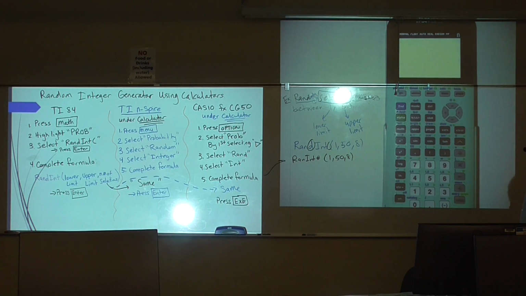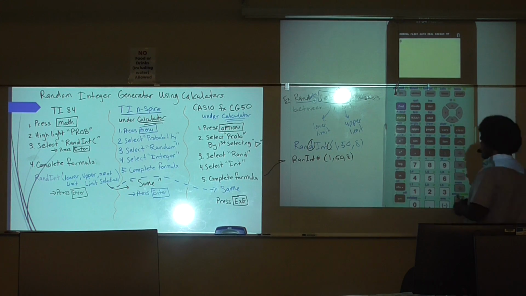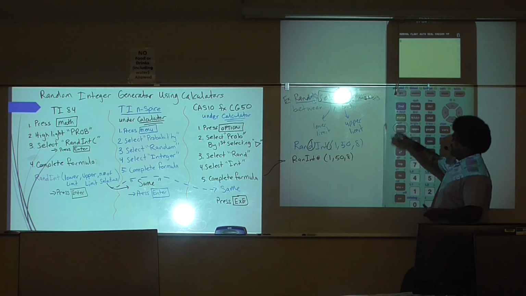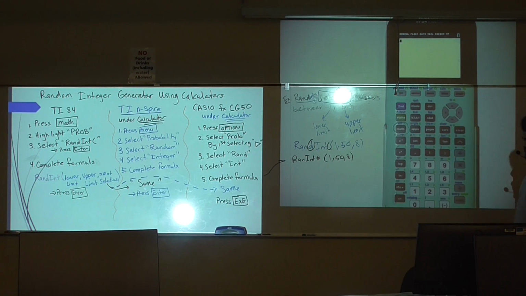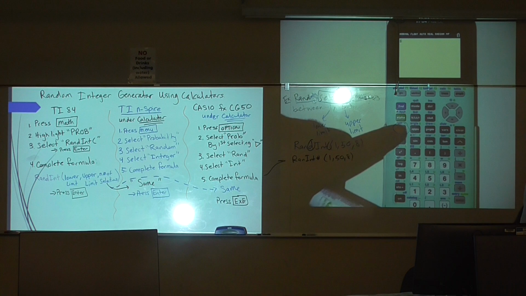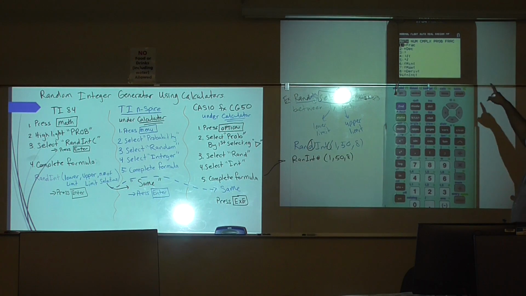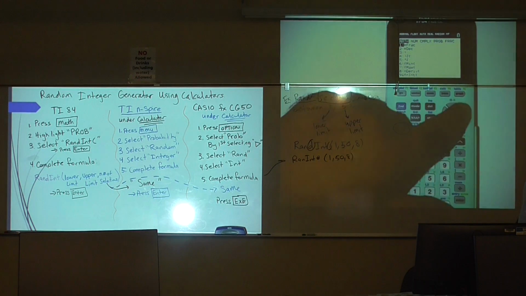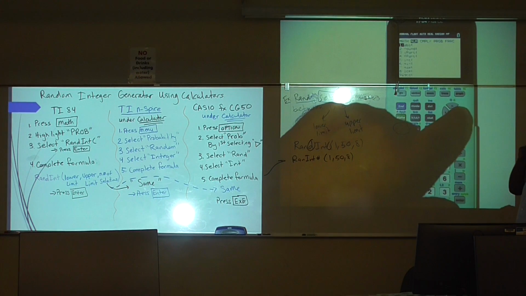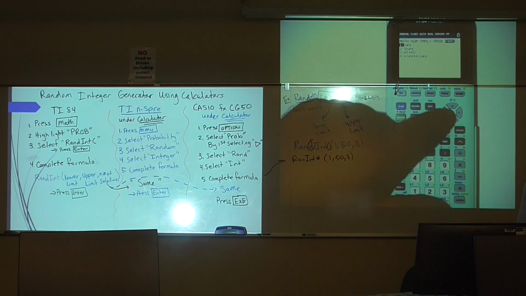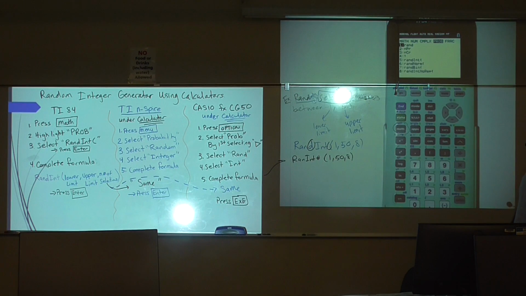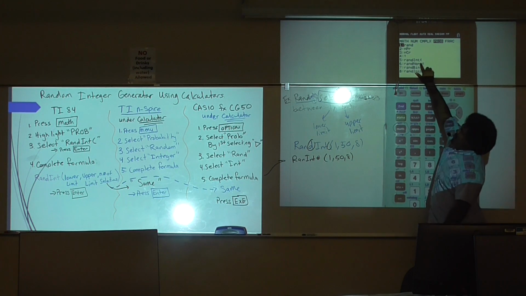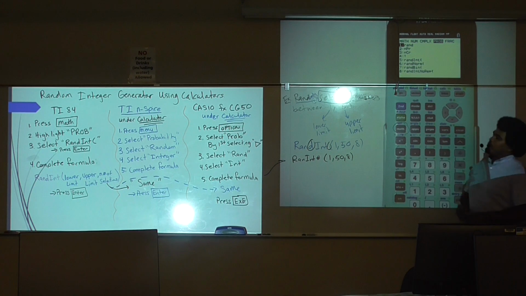So here it is. The first thing you do is hit math. Math is right here, this button right here. I'm going to hit math, and on top we have math, then number, followed by complex, probability, and fractions. We're looking at probability, and notice how I have my option right here for randInt. So that's what I'm going to choose: randInt.